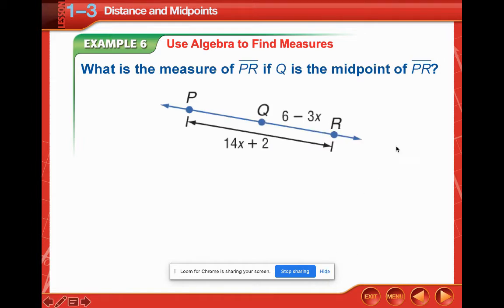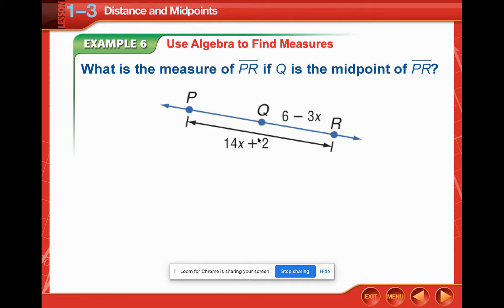What is the measure of PR if Q is the midpoint of PR? PR says that it is 14x plus 2. We don't know what x equals. We see that QR is 6 minus 3x. When you realize that Q is the midpoint, don't forget that means Q is in the exact middle between P and R. So if Q to R is 6 minus 3x, it's also 6 minus 3x from P to Q. Both of these are 6 minus 3x, and all together they add up to equal 14x plus 2.